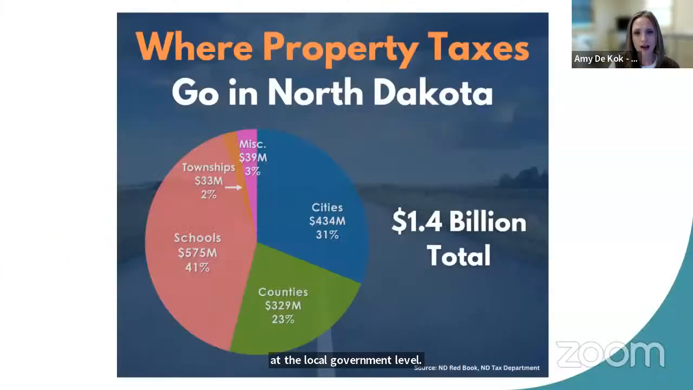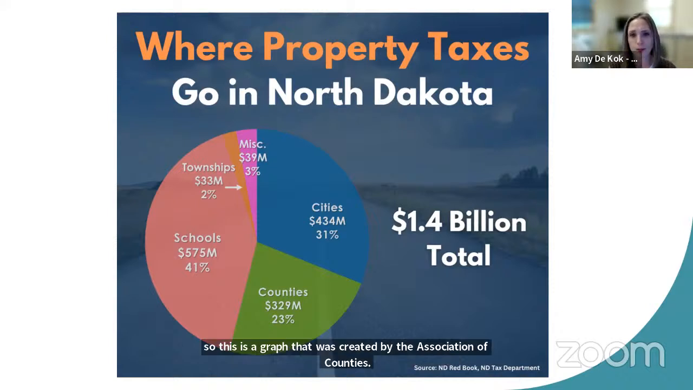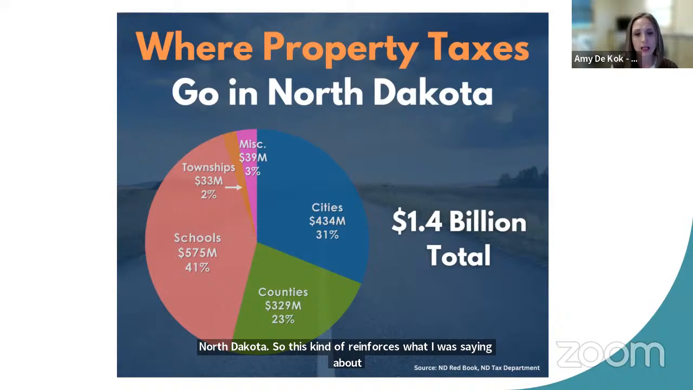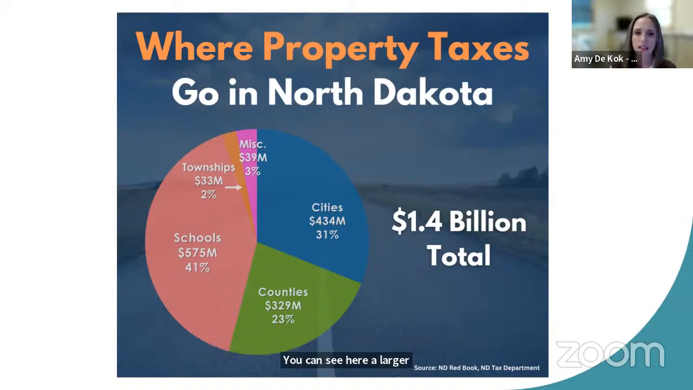Okay, so this is a graph that was created by the Association of Counties, just giving us an idea of where property taxes go in North Dakota. This reinforces what I was saying: you can see a larger part of the pie, 41% goes to schools in North Dakota. Another large chunk goes to cities and counties, and then townships, and then some other miscellaneous.